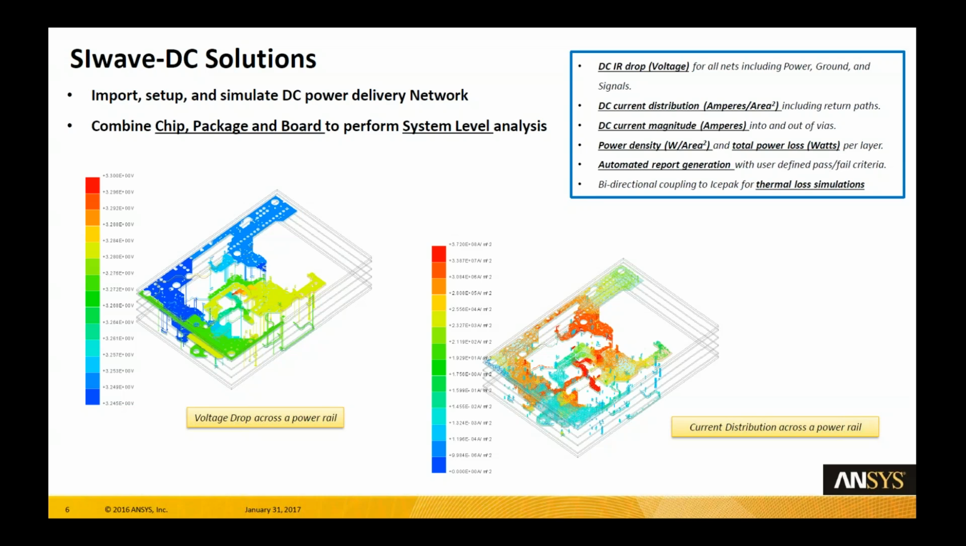So there's a variety of types of DC simulations we can do in SIwave. The first being DCIR drop, which is voltage based. It's for all the nets, including power, ground, and signals. We can also do a DC current distribution, where the units will be amps per area square, including the return path. We can also do a DC current magnitude, which tells you the amps into and out of the vias. You could also do power density and total power loss per layer.